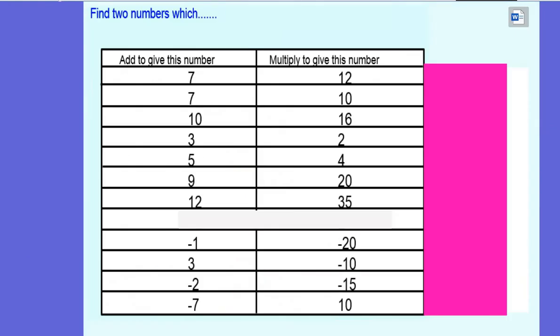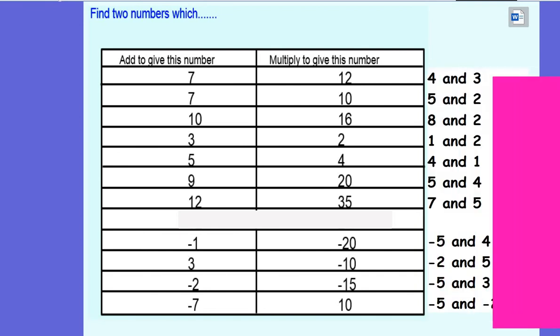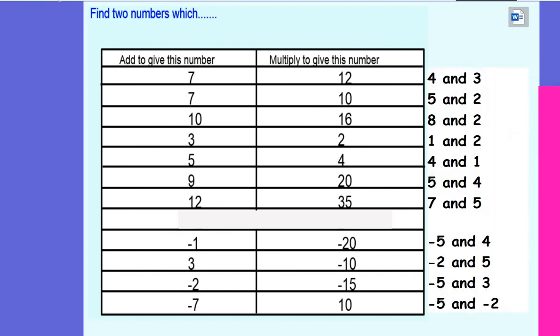Please switch to your light blue books now, and can you pause the video and spend 5-10 minutes finding two numbers that will add together to give the numbers in this column, but multiply together to give you the numbers in the other column. Pause the video and work those out now, please. And these are the answers. Please check your work and see how you did.